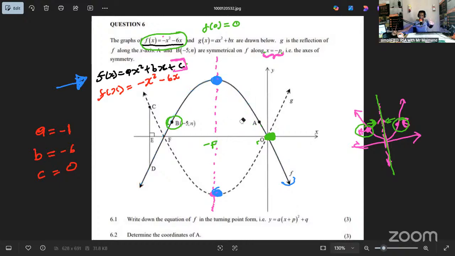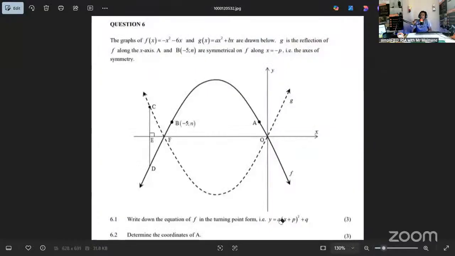All right, let me remove everything as if we never talked about it. Now let's approach the question as if we are approaching it. The confidence will come after. So the graph of f of x equals minus x squared minus 6x, and g of x is that. They are drawn as you see. In addition, g of x reflects f along the x-axis. By reflecting, it's the very same scenario that I said. Since it is reflecting along the x-axis, it means the x-axis now plays the role of a mirror.